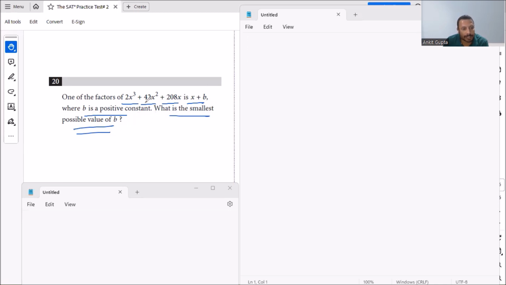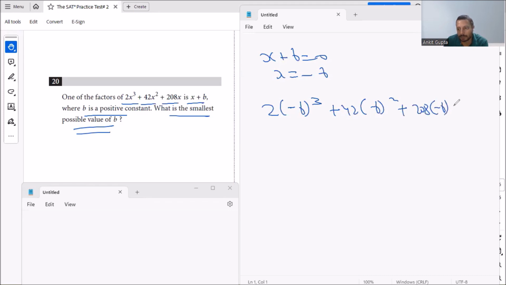Since x plus b is a factor of this, that means x plus b equal to 0, or x equal to minus b, will actually satisfy this particular expression, right? So we can substitute x is equal to minus b here, and this entire value will be equal to 0, right? So we can equate this to 0. So this will become minus 2b cubed plus 42b squared minus 208b is equal to 0.